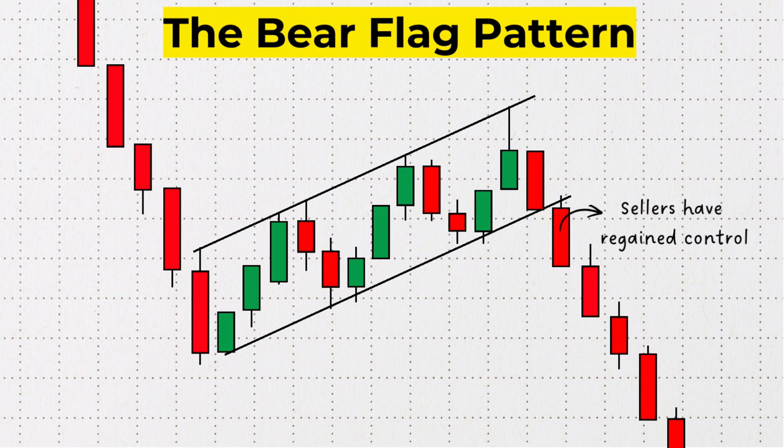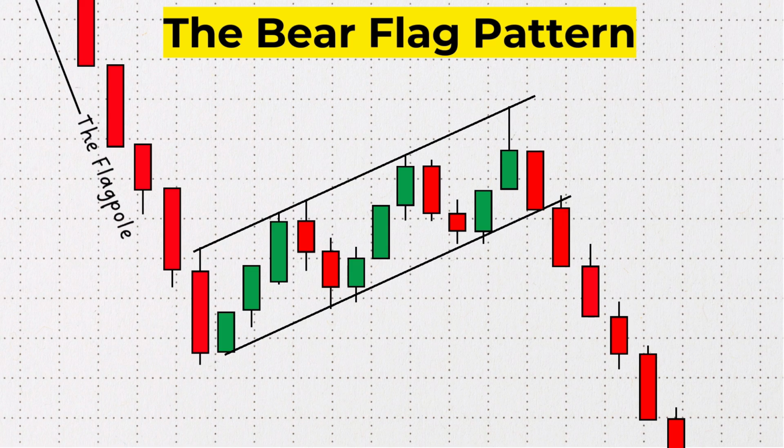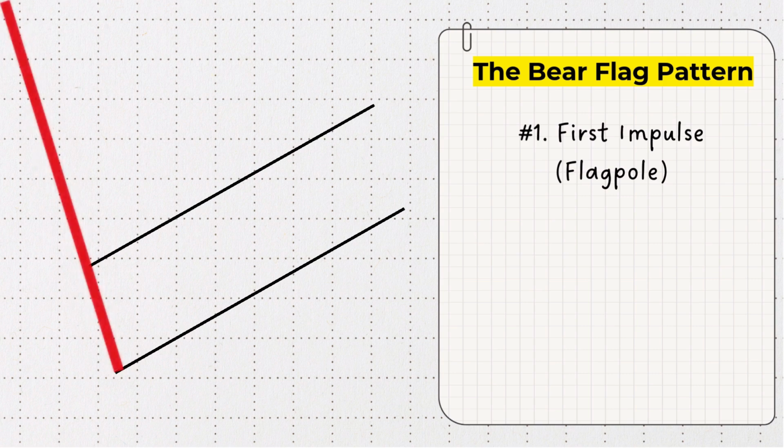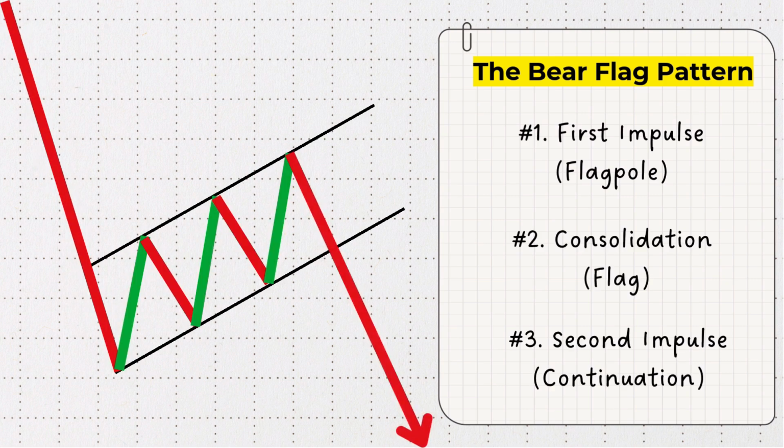As for the target of the next impulsive leg, it often follows the measured move principle. We measure the height of the flagpole and project that same distance downward from the breakdown point. Markets tend to move in expansions of similar magnitude, and this projection often aligns with the next major support area. Now, while every bear flag follows this core structure, expansion, correction, continuation, the way each setup develops can vary. So next, we'll look at several real case studies to break down the different bear flag variations and how to trade each one with a logical risk to reward ratio.